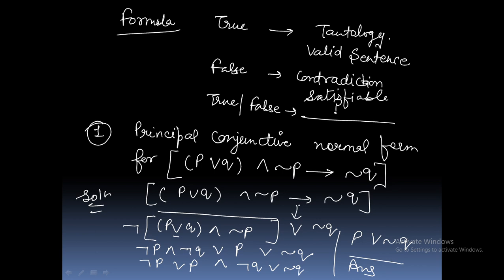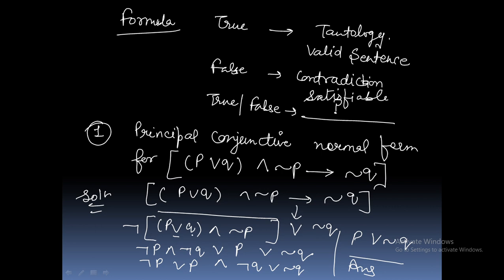Now here, implies means when we change this implies, then we take negation on the left side. So that's why we write here negation of square bracket, in round bracket P or Q and not P. And instead of writing the implies symbol, we write or, not Q.